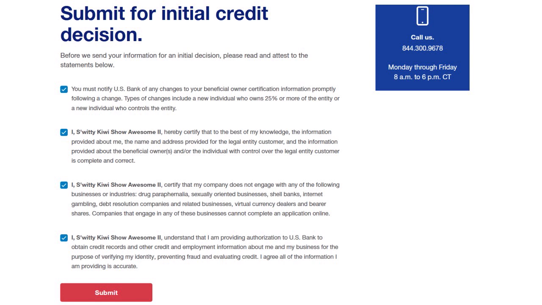And that's it, folks. This is how a U.S. Bank business loan application goes. And I hope that those line-by-line instructions were very helpful to you.